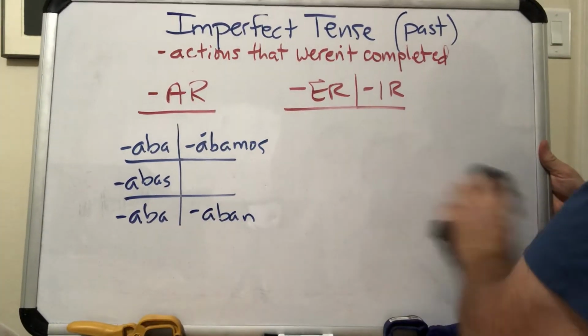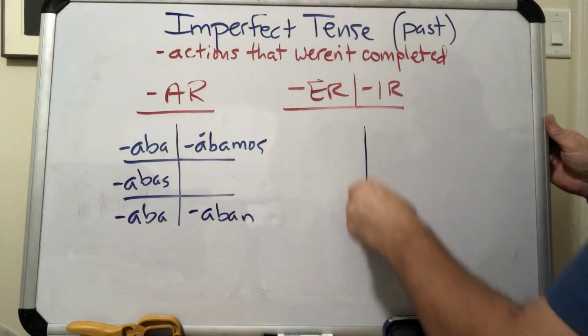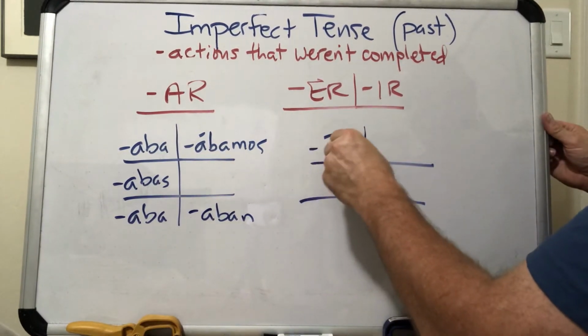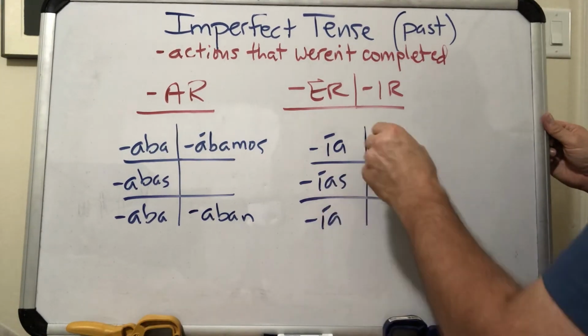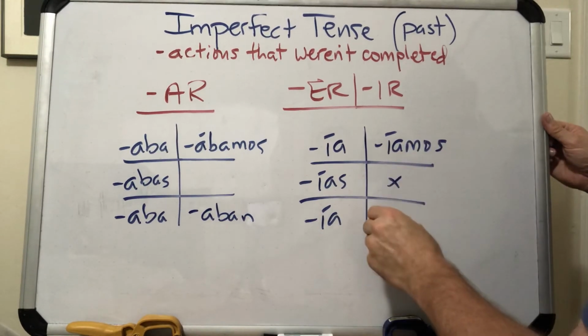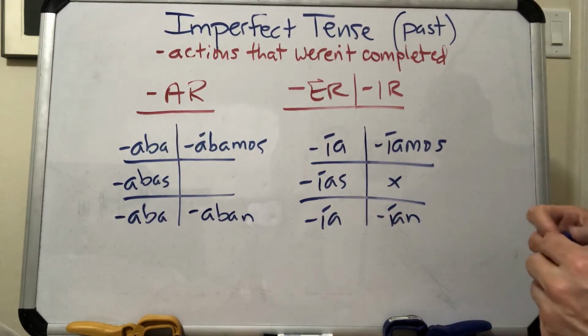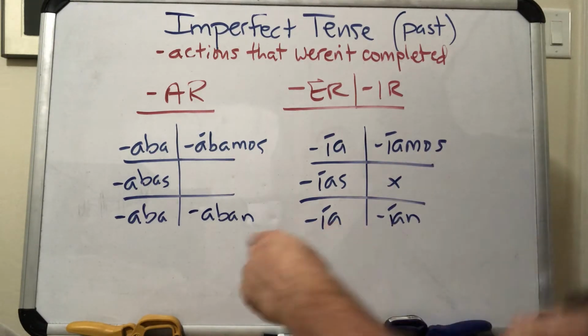ER and IR, let's do our little chart here. All of these have accents. So you have ía, ías, ía, íamos, and then ían. And again, same thing. So if you say comía, yo comía.